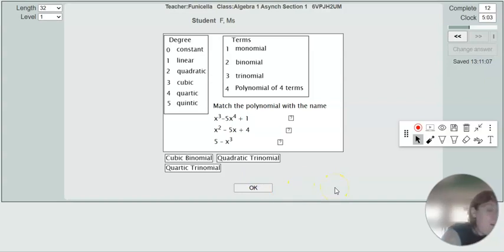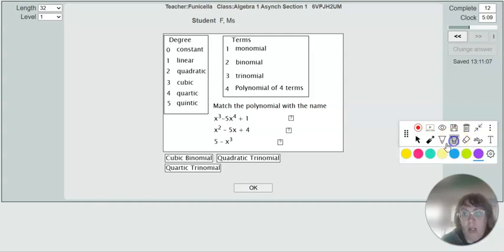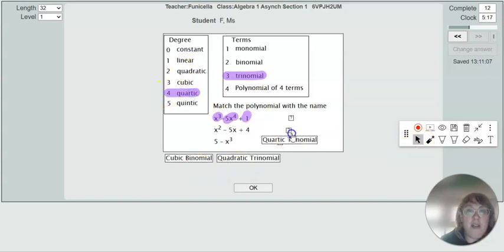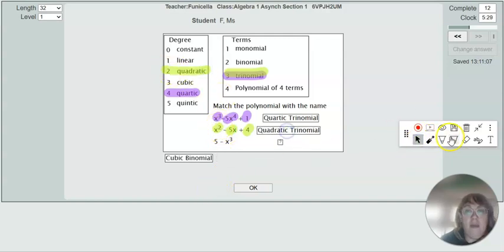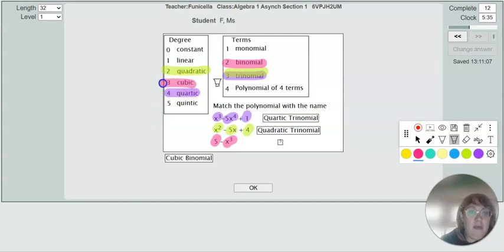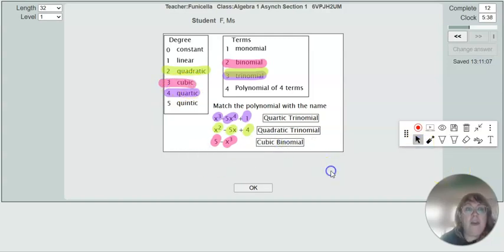X cubed minus x to the fourth plus 1. So we have 1, 2, 3 terms, trinomial. And our biggest exponent is a 4, so it's a quartic trinomial. And then we have 1, 2, 3 terms again, but our biggest exponent in that one is this 2. So that's a quadratic trinomial. And our last one has 2 terms, and our biggest exponent is a 3. So this is going to be a cubic binomial. So you should have all three matched up, and then you're going to hit OK.